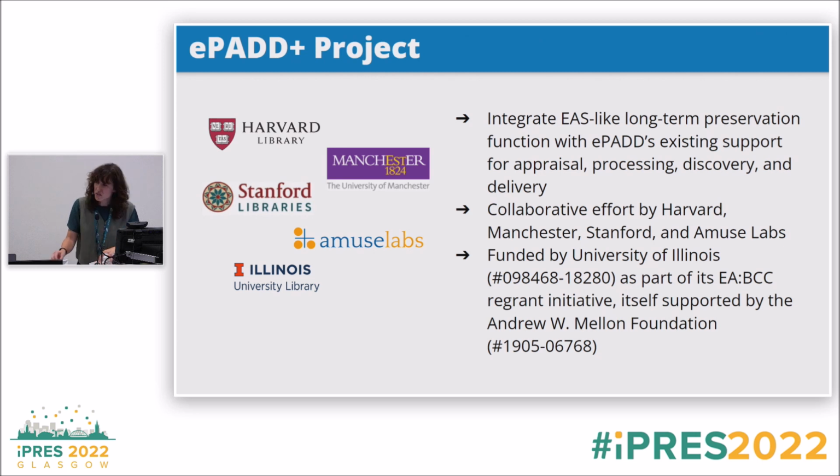So we started talking about how we can better align them, and then we decided, why not just combine them? Why not take everything? I mean, ePADD was already a really great community-loved tool, and there were already good enhancements going on. So we said, why don't we take what we like from Ease and just try to embed that into ePADD?